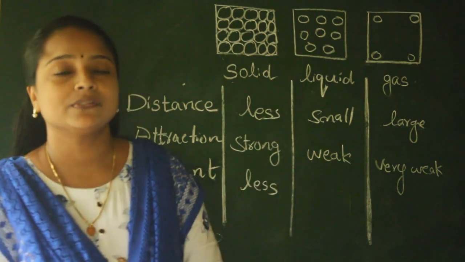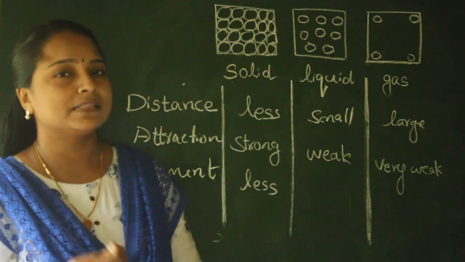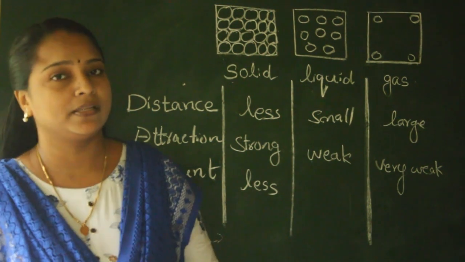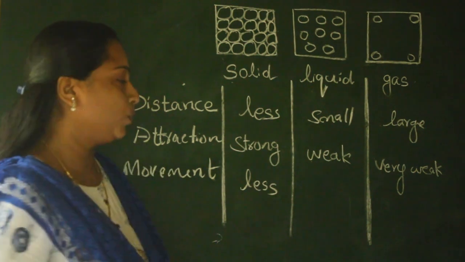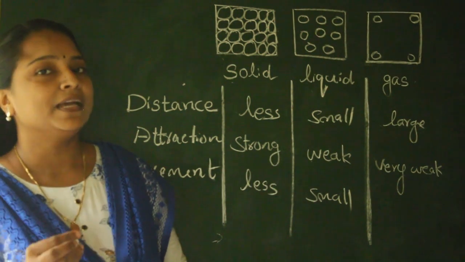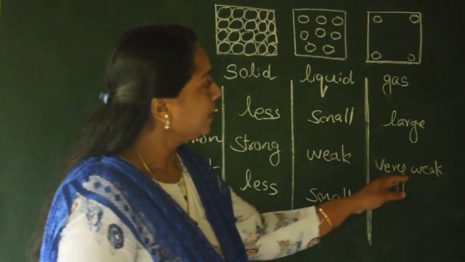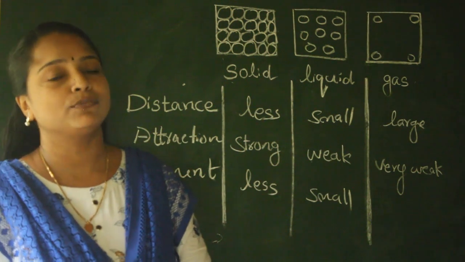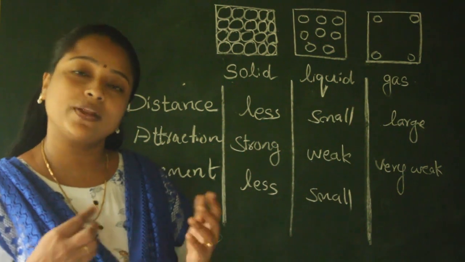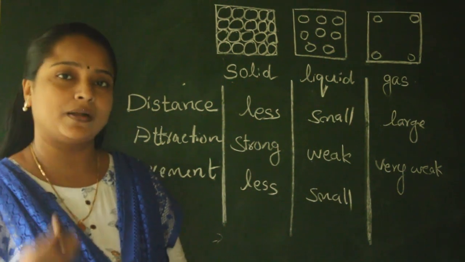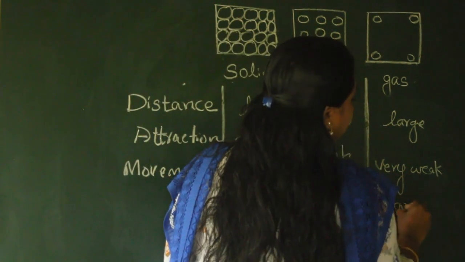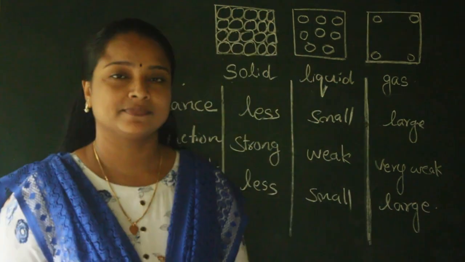But in the case of liquid, we know that there is a weak force of attraction between them and there is a small distance between the tiny particles. So they can make small movements inside the liquid substances. And in the case of gaseous substances, we know that there is no force of attraction between the adjacent particles. So they can move freely on either side or upward, downward, etc. Movement will be very large.